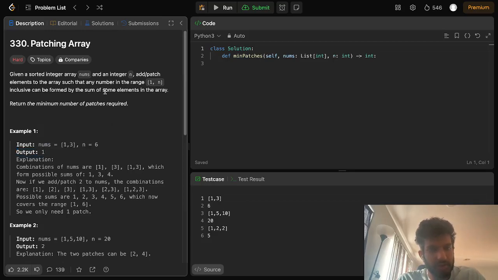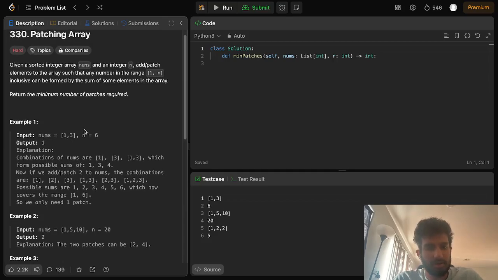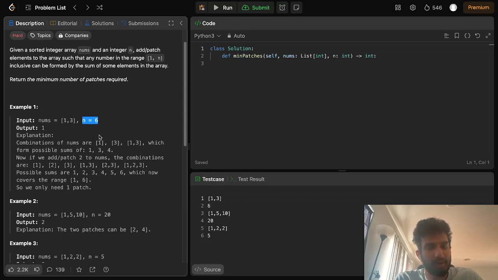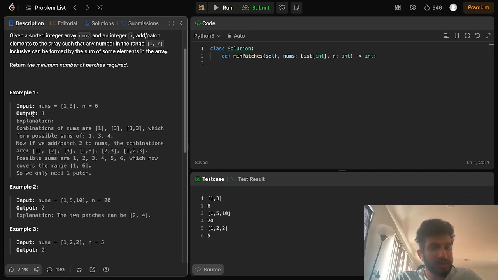What they're trying to say is, using the elements in the array, we need to find sums using combinations. We need to be able to find every number from one to, here, six, inclusive of six. So here the answer they say is one, and that's kind of the explanation they gave.